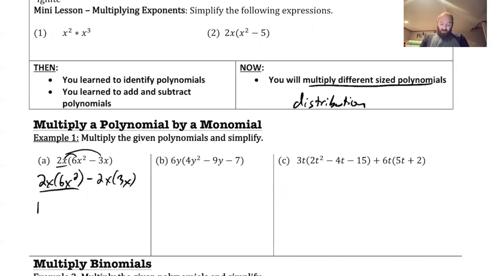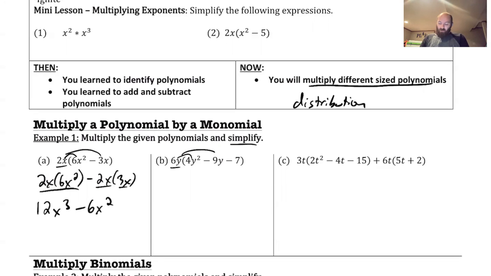I've got 2 times 6 is 12. X times x squared is x to the third power. Okay, over here I've got 2x and 3x. That's going to give me a minus 6. And then x times the second power, that's x squared. For the second step, it says to simplify. That's just checking for like terms, see if there's anything you can do there. I don't have any like terms here, so we're going to move on to the next problem.